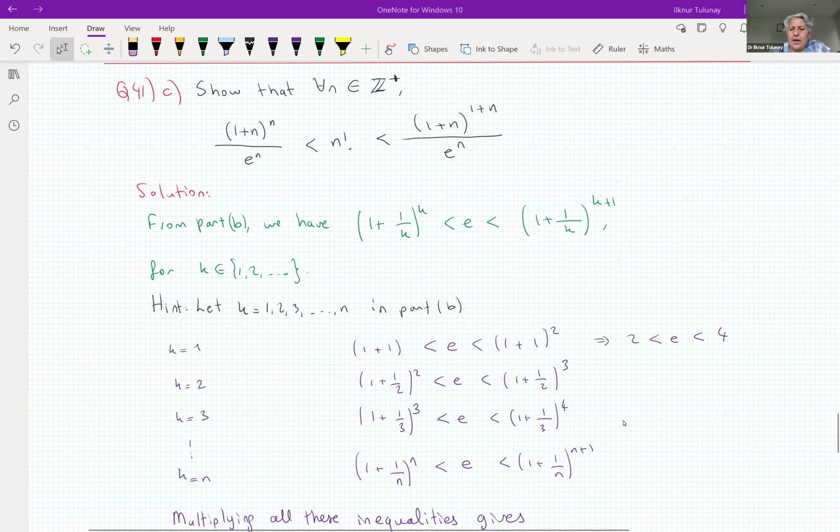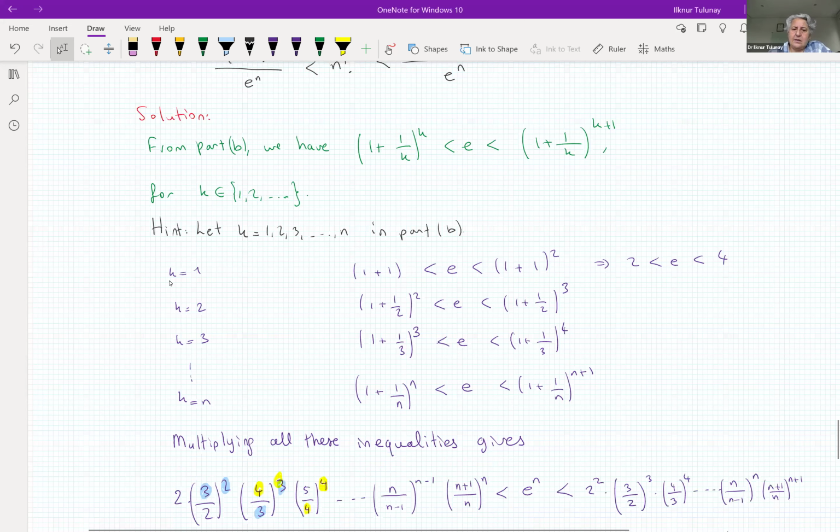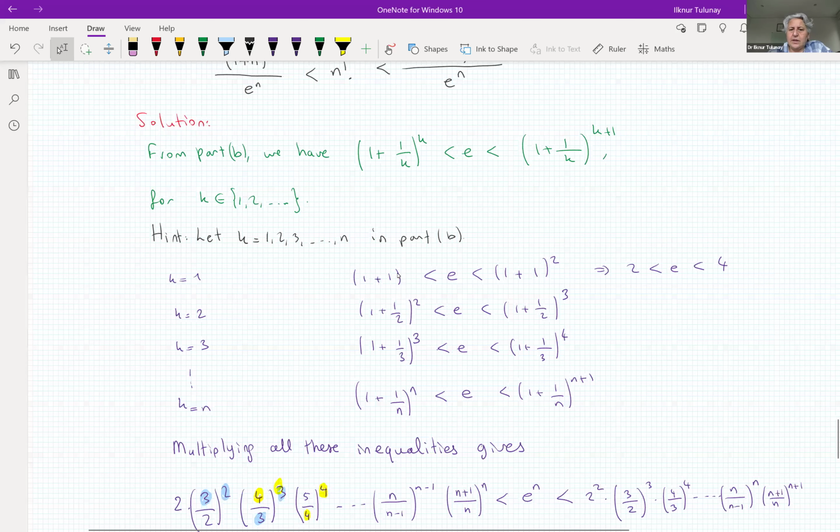Let's write down what we have. For k equal to 1, we have 1 plus 1 over 1, to the power 1, so this will be 2, and 2 squared. It says that e is between 2 to the 2 and 4. And now for k equal to 2, we have this case. For k equal to 3, we have this case.